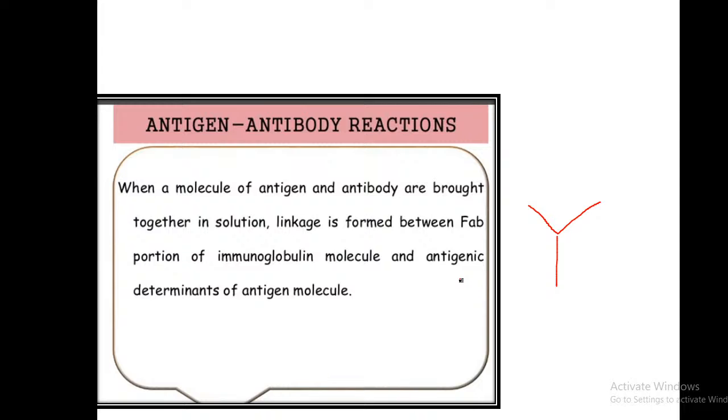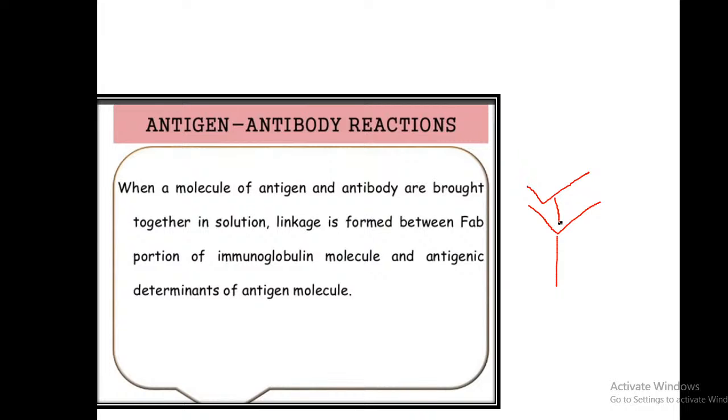So antigens and the antigenic determinants on the antigens. We have discussed that in the previous class, the structure, the epitope, paratope and all. Paratope is the antigen binding site on the antibody, and epitope is the site on the antigen where the antibody binds. That is epitope and paratope. So when an antigen and antibody come near, they form some interaction, and that is known as antigen antibody reaction.